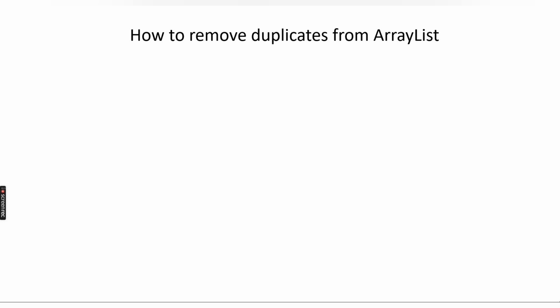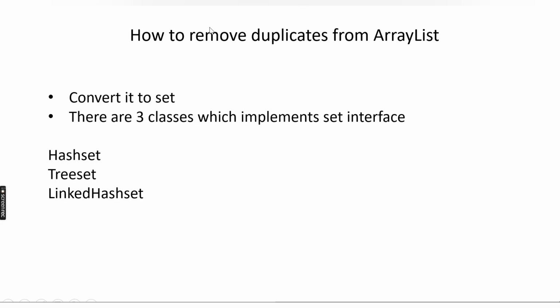So the first thing we can do is convert it to a set, right? Because the Set interface does not allow duplicate elements. But Set is an interface, right? There are three classes which implement the Set interface. So we need to convert our ArrayList into one of the classes of this Set interface. So which are these three classes? HashSet, TreeSet and LinkedHashSet. We already learned the theory about all these three classes, right?